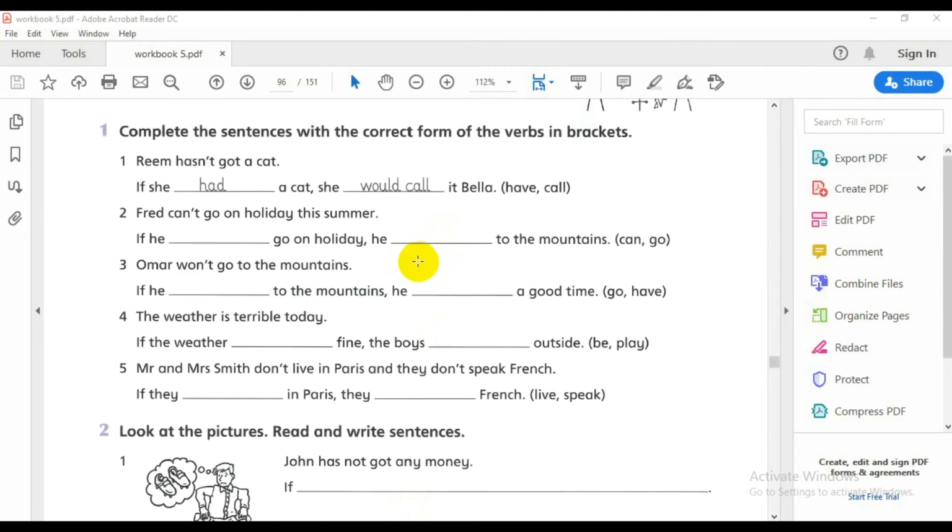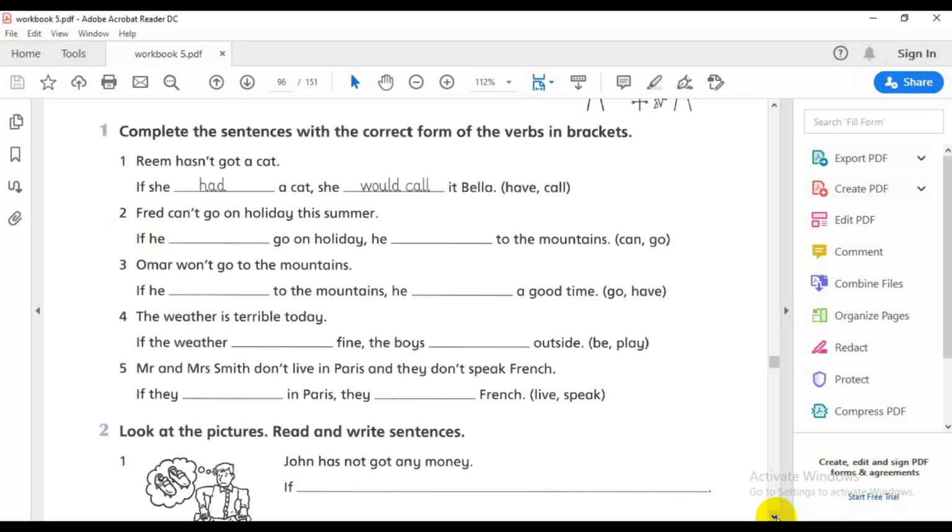And now please open your workbook page 94 and try to answer together. I will answer first and second questions, and I'll let you answer page 94 alone without helping as homework. Okay? Number 1. Reem hasn't got a cat. The answer will be, if she had a cat, she would call it Bella.